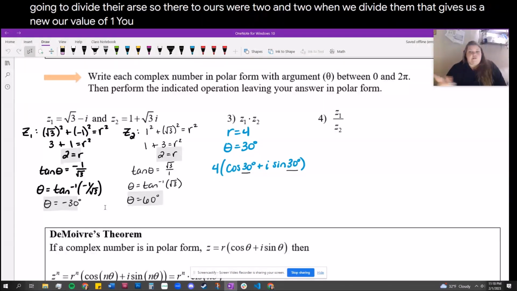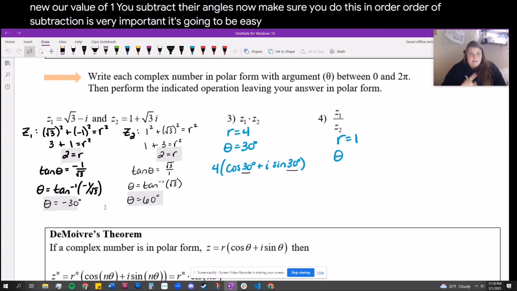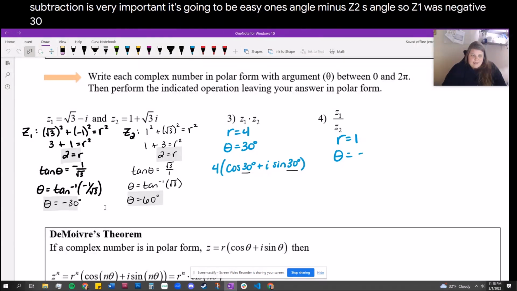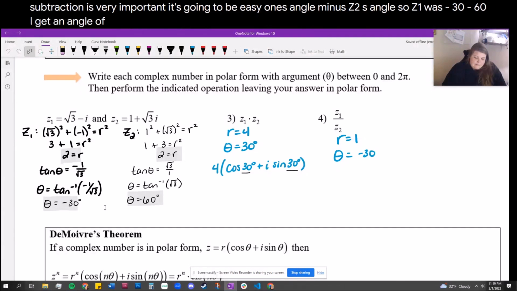And then you subtract their angles. Now make sure you do this in order. Order of subtraction is very important. It's going to be z1's angle minus z2's angle. So z1 was negative 30 minus 60. I get an angle of negative 90.